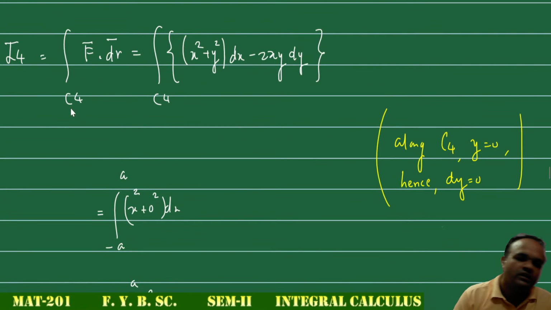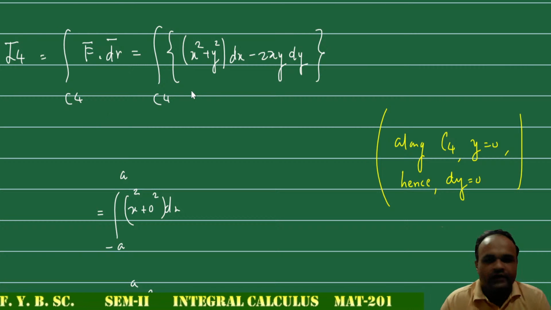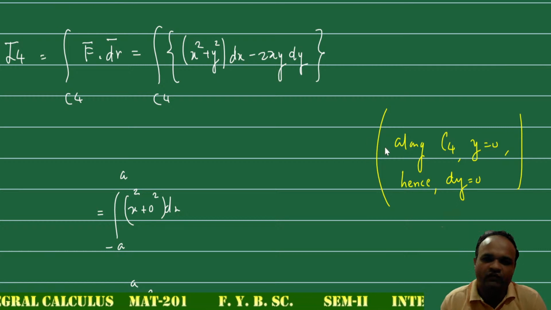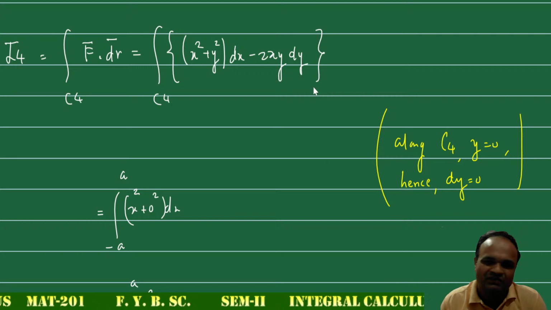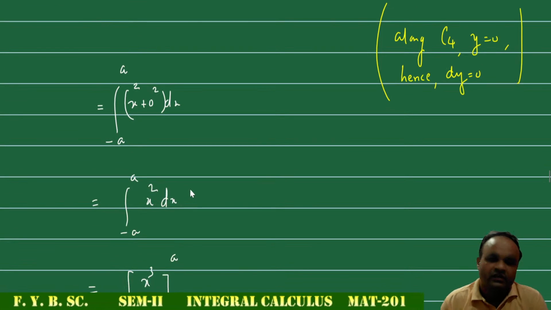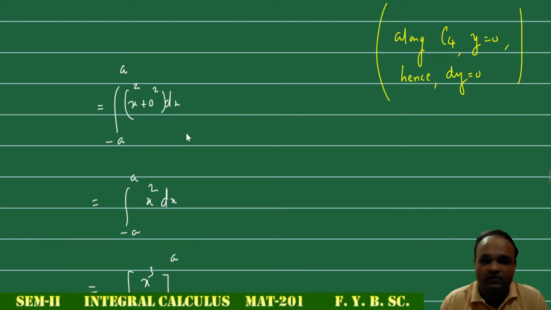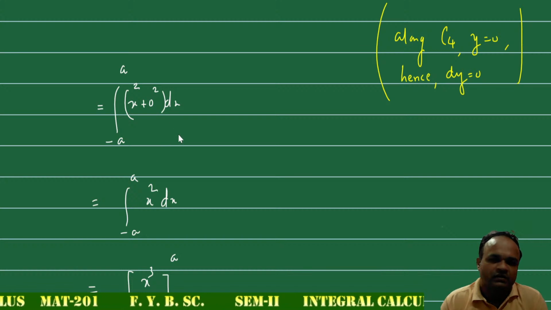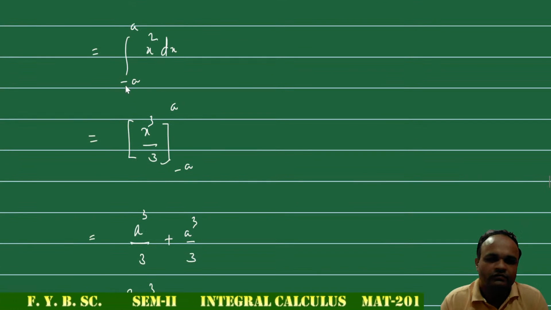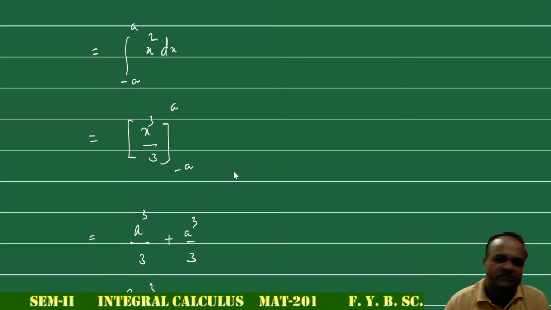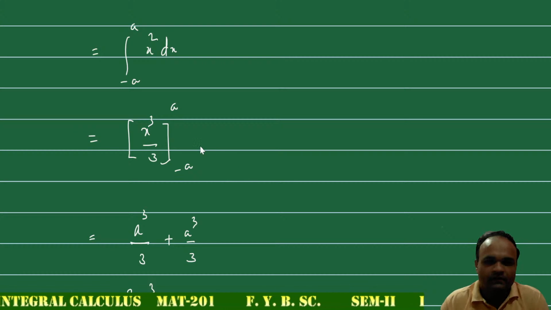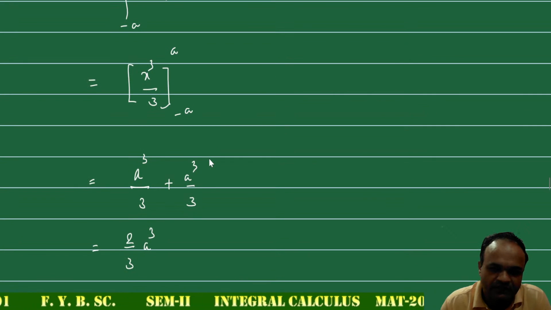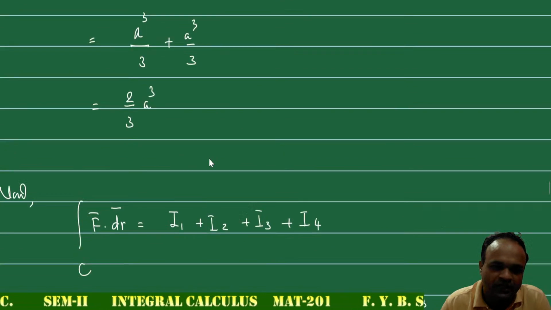So the last integral, that is I4. It is a line integral along curve C4, and along C4 you can observe y is 0, means dy will be 0. So let us put this value. The second term will be 0, and in the resulting integral, x varies from minus a to a. So this will be the integral from minus a to a of x square dx. After putting in upper and lower limits and simplifying, you'll get the value of this integral as 2/3 a cubed.